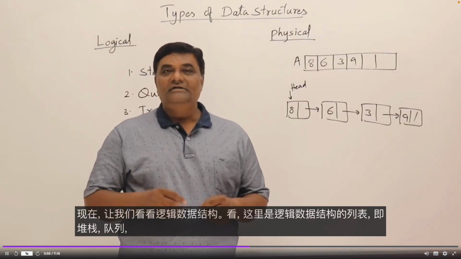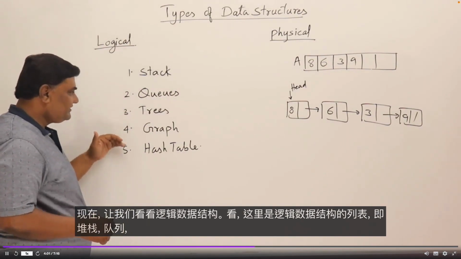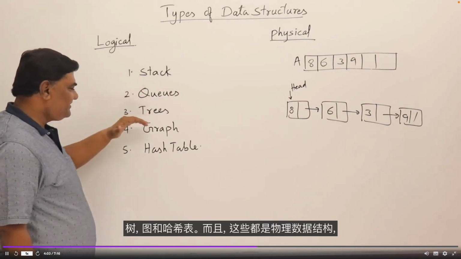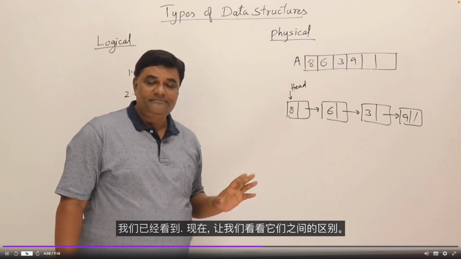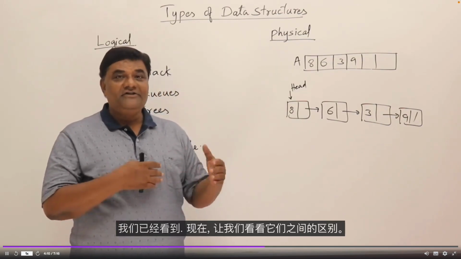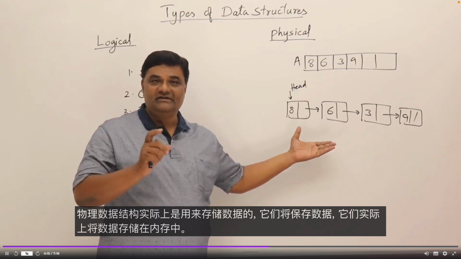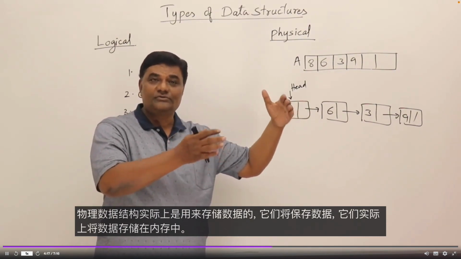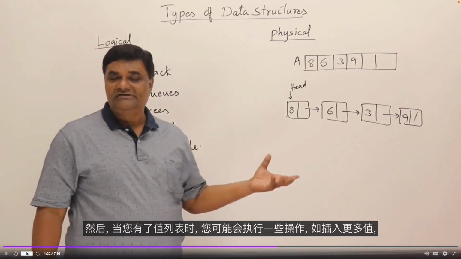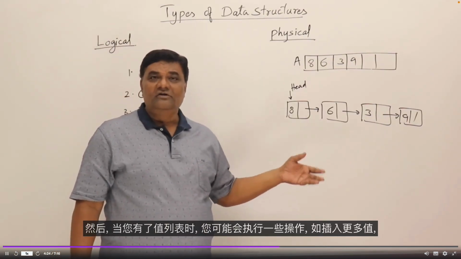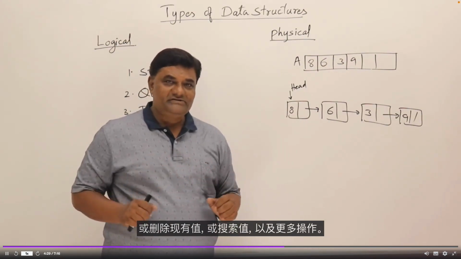Now let us look at logical data structures. See, here is the list of logical data structures: stack, queues, trees, graphs and hash table, and these are physical data structures we have already seen. Now let us look at the differences between them. Physical data structures are actually meant for storing the data. They will hold the data, they will actually store the data in the memory. Then when you have the list of values, you may be performing operations like inserting more values or deleting existing values or searching for the values and many more operations.